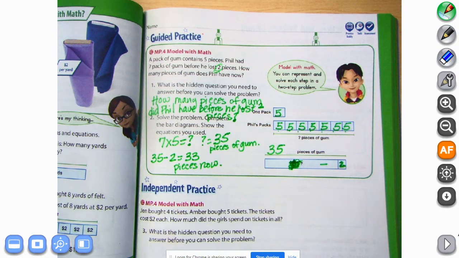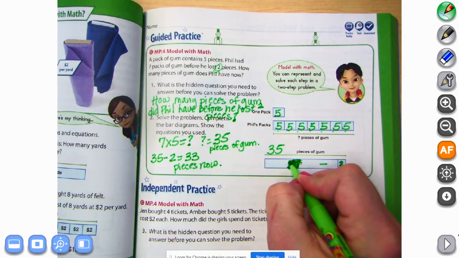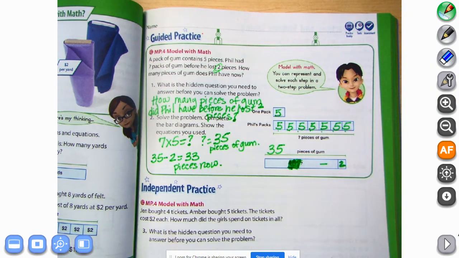All right, if you still need to continue writing, go ahead and push pause right now because I'm going to move on. And if you're not finished, I want you to finish it up, okay?